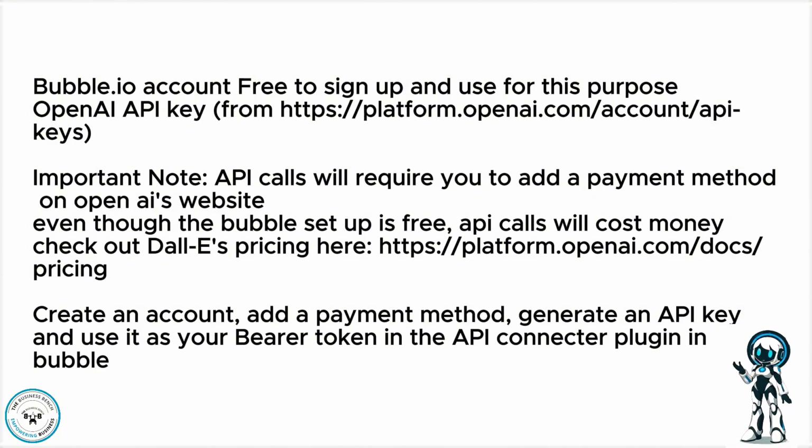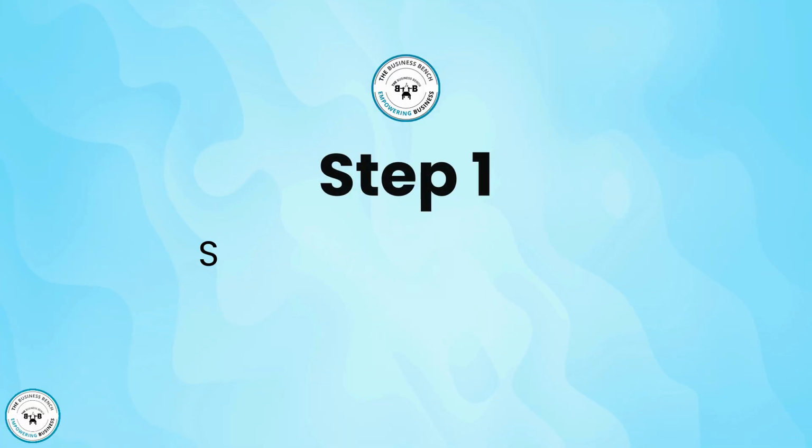Check out DALL-E's pricing here: platform.openai.com/docs/pricing. Create an account, add a payment method, generate an API key, and use it as your bearer token in the API connector plugin in Bubble.